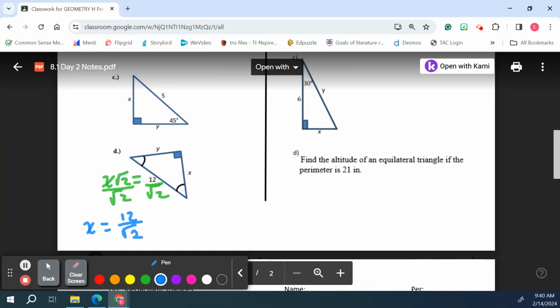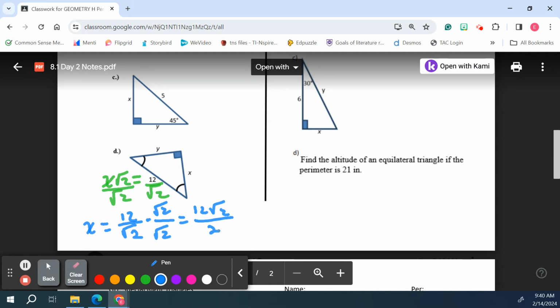Very good. So I'm going to rationalize, multiply top and bottom by radical 2. This leaves me with 12 square root 2 over 2 times 2 is 4. Square root of 4 is 2. Am I done?